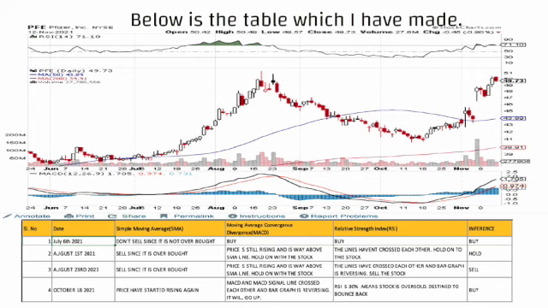Below is the table which I have made, so that you can have summarized data. I am again attaching the overall screenshot.